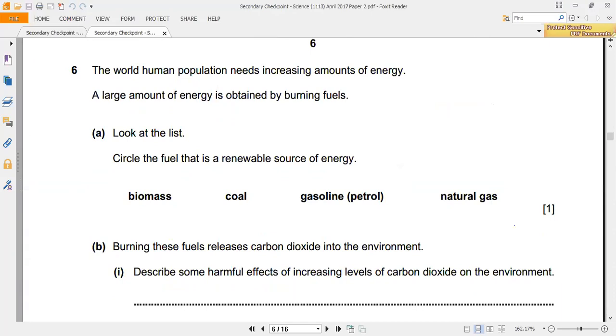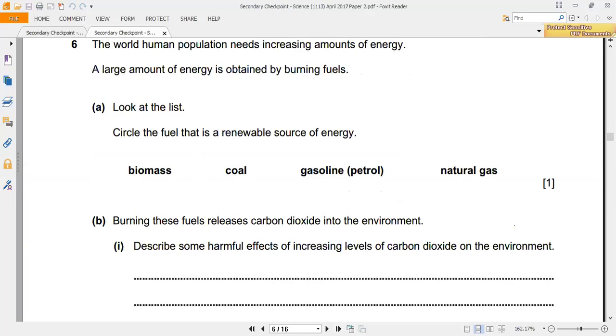A large amount of energy is obtained by burning fuels. A. Look at the list. Circle the fuel that is a renewable resource or a renewable source of energy. We have biomass, coal, gasoline or petrol, and natural gas.